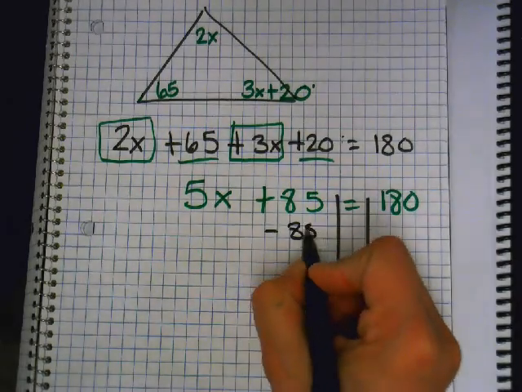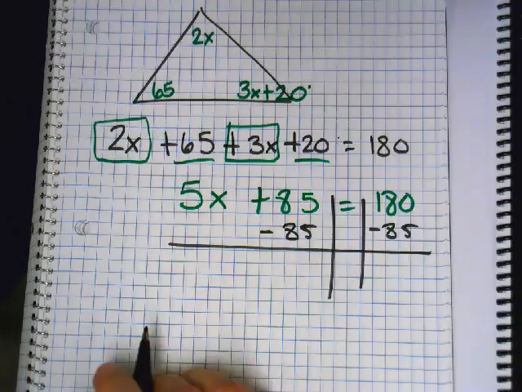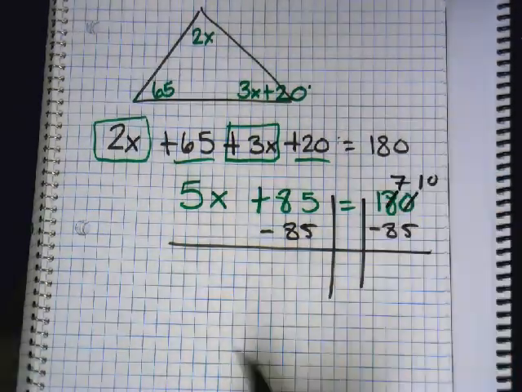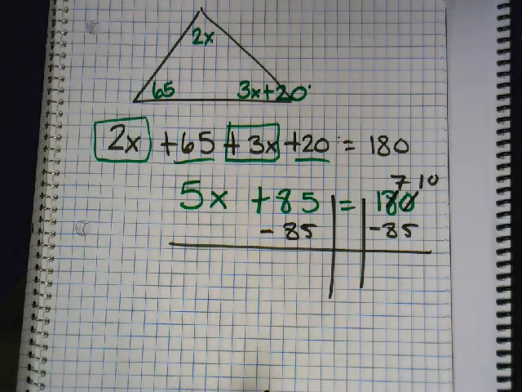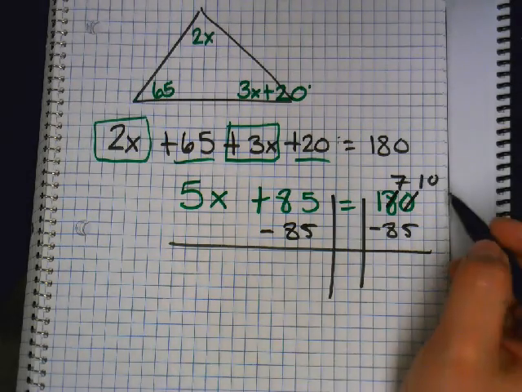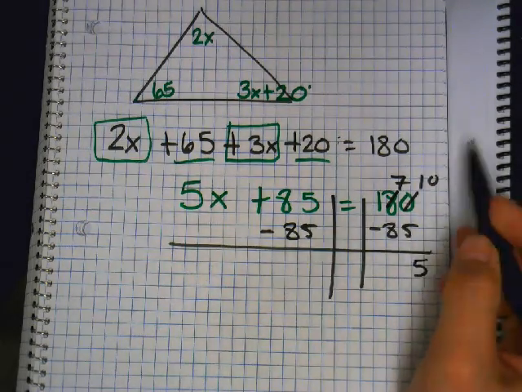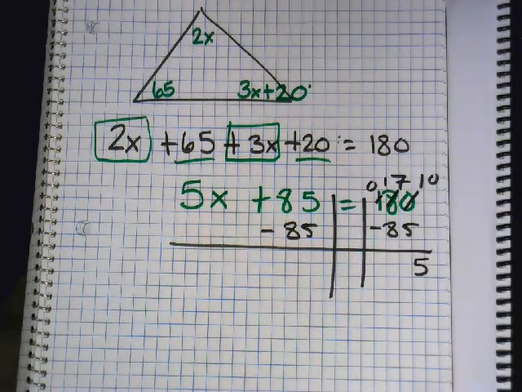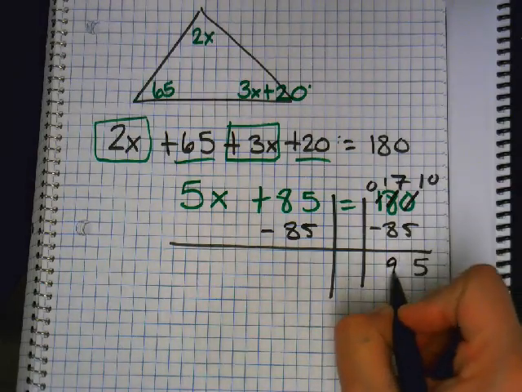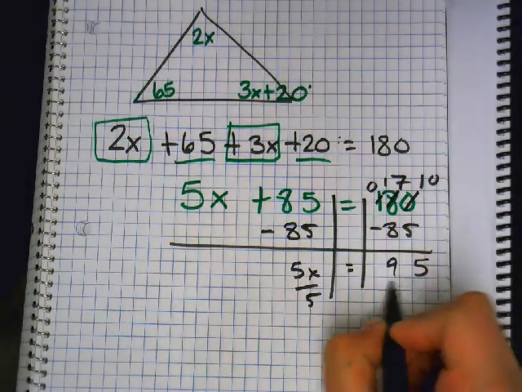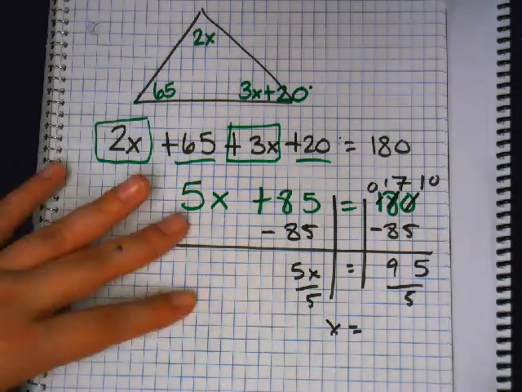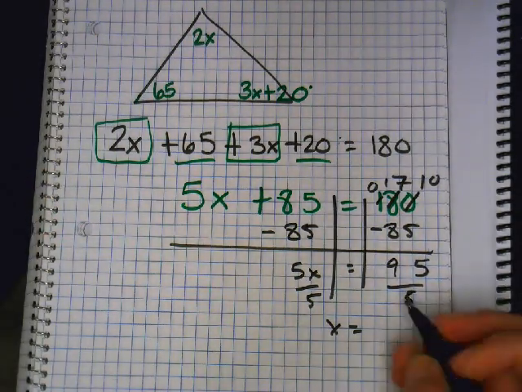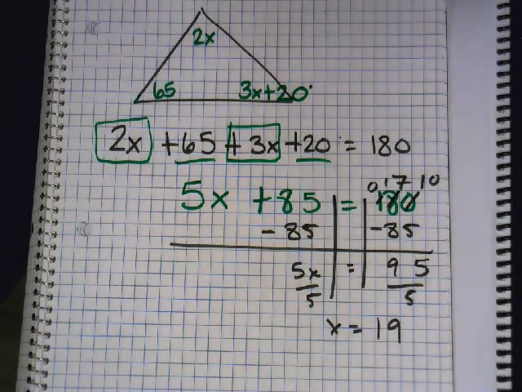Minus 85, minus 85. They probably won't give you a calculator, so can you do it without a calculator? If they give you a calculator, use it. What's 10 minus 5? 5. Ooh, 7 minus 8. I can't do it. So it turns into a 17. What's 17 minus 8? 9 equals 5x. Divided by 5, divided by 5. x equals what is 95 divided by 5? 19. Nice. Good job getting that right.